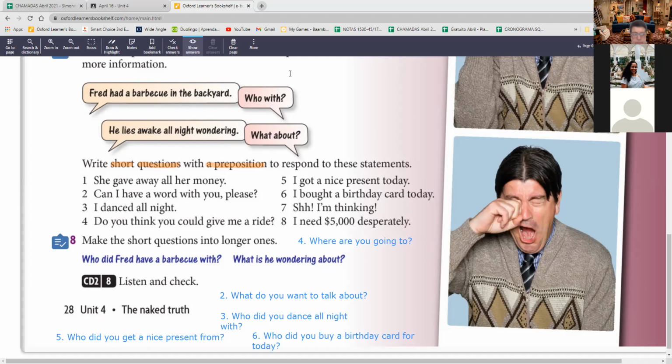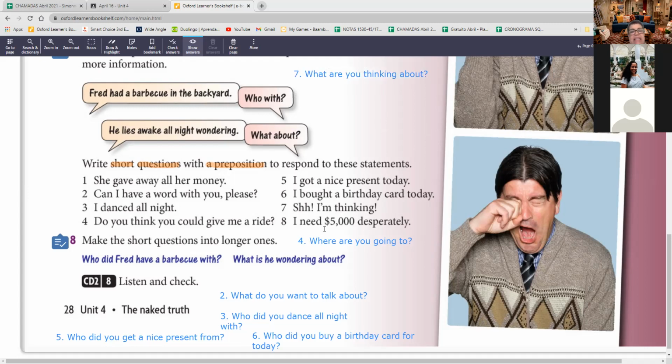Number 7, shh, I'm thinking. This is easy. Look, what are you thinking about? Yes, very nice. What are you thinking about? This is even interesting to do. It's like a puzzle, right? It feels like a puzzle.